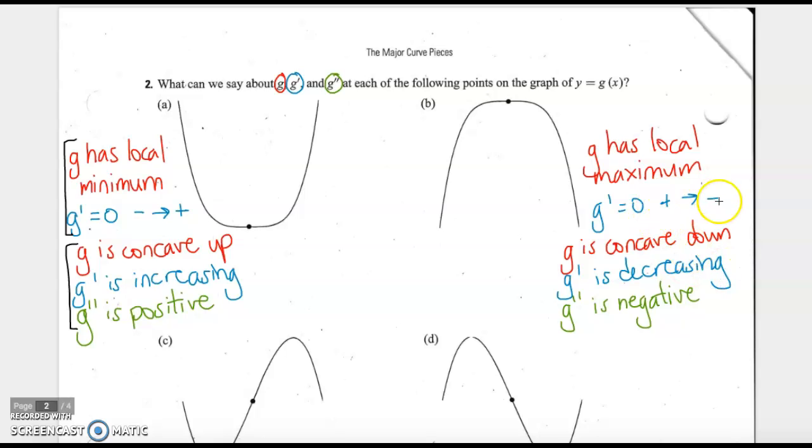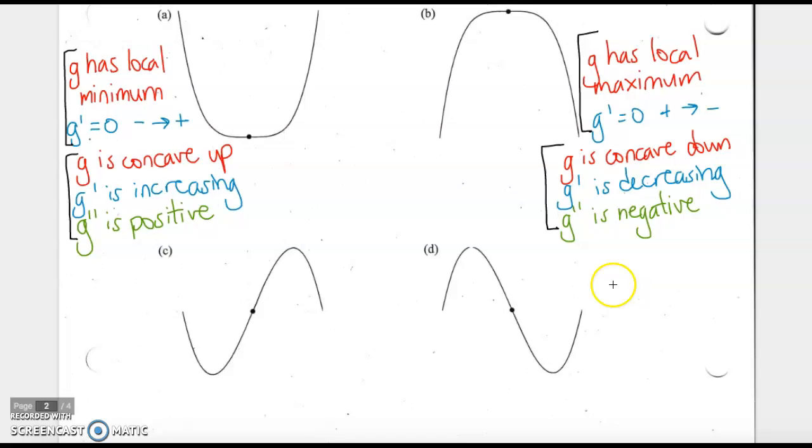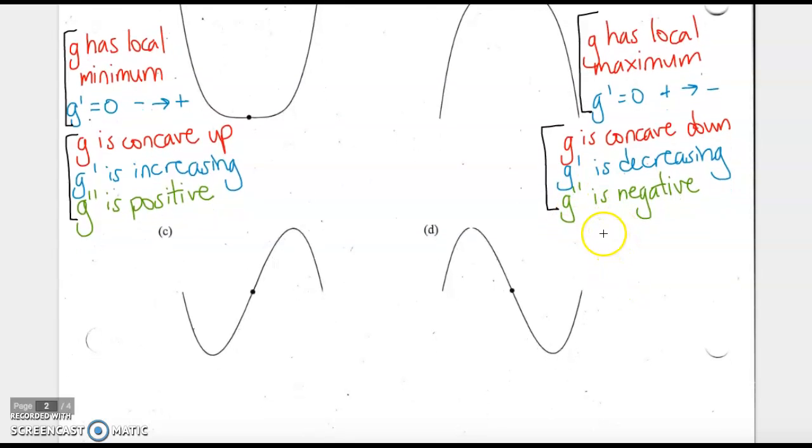And again, you can't go from positive to negative without decreasing, so hopefully that's kind of self-explanatory, but it also comes from the fact that you know that this graph is concave down, and therefore your first derivative is decreasing because your second derivative is negative.